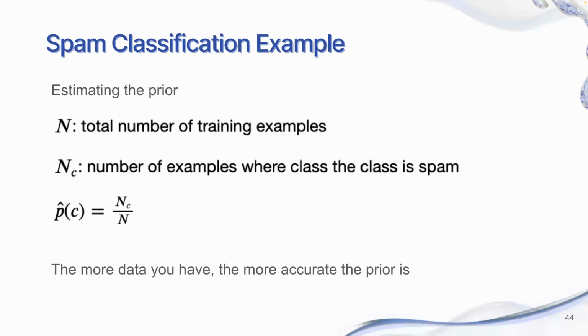So let's say for the prior, you have a data set with a total of n emails, and you know N_c of them are spam. If that's all you have, then your knowledge to the best extent is what percentage of your data set is spam or not spam. So your prior is based on that: the number of spam emails divided by the total number of emails you have. That's pretty intuitive. And of course, the more data you have, the more accurate this prior is.